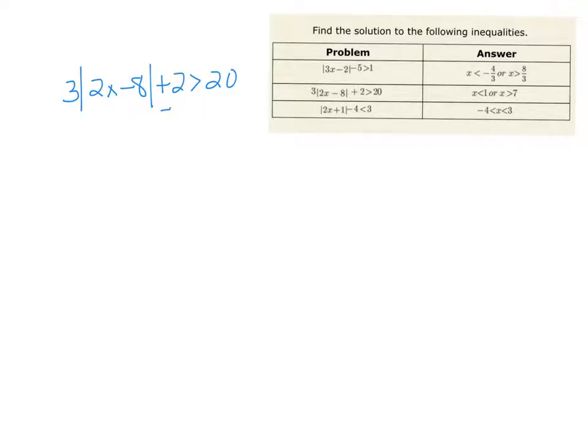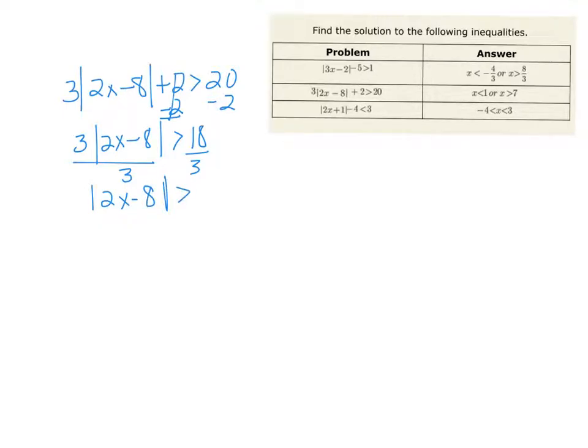Again, I need to isolate these absolute values. So I'm going to start by subtracting 2 from both sides. Then I need to divide both sides by 3. Isolating my absolute value to say 2x minus 8, that absolute value is greater than 6.